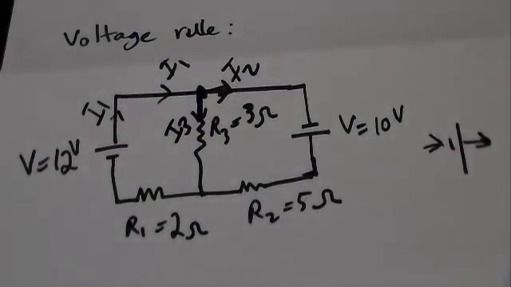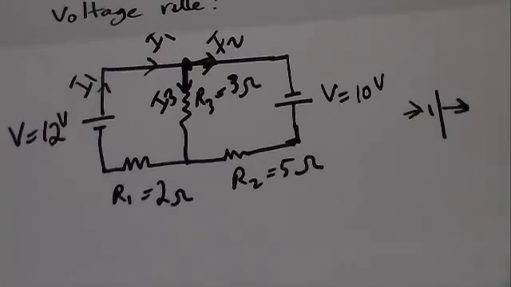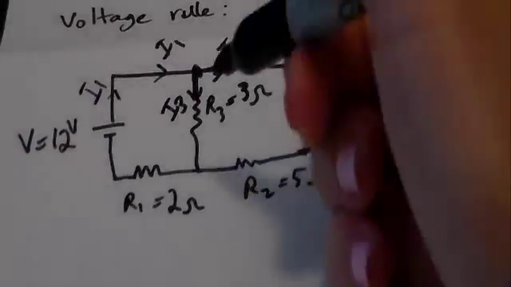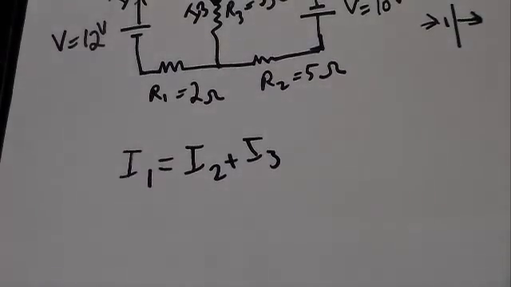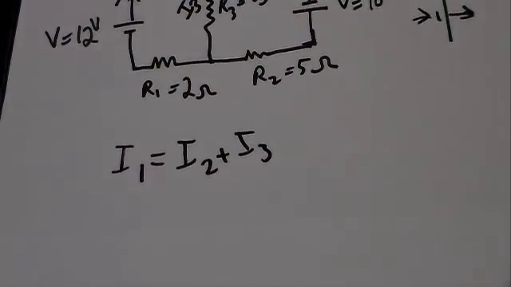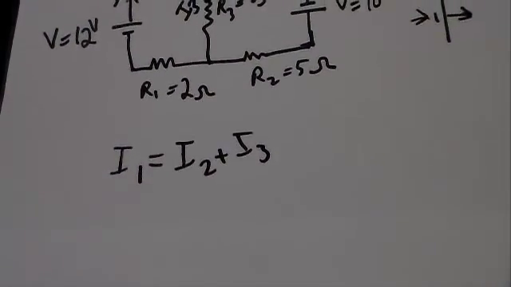All right, so we're good to go. At the first junction that we met, we can write up our junction rule, and the junction rule basically tells us that I1 is equal to I2 plus I3. That was quite meaningful, hopefully.